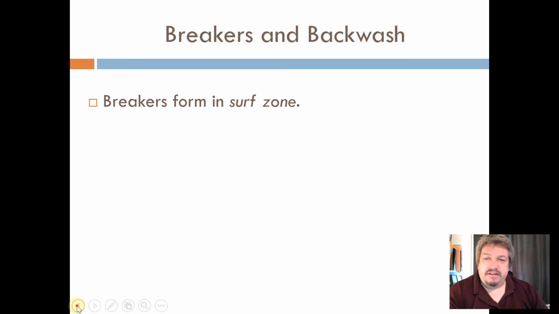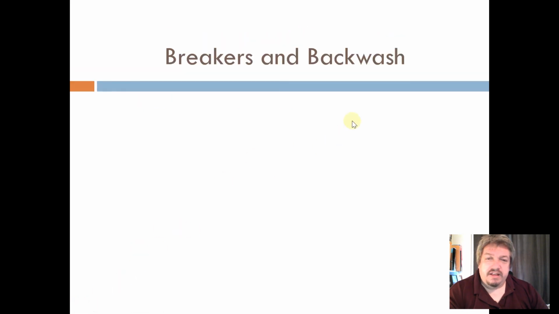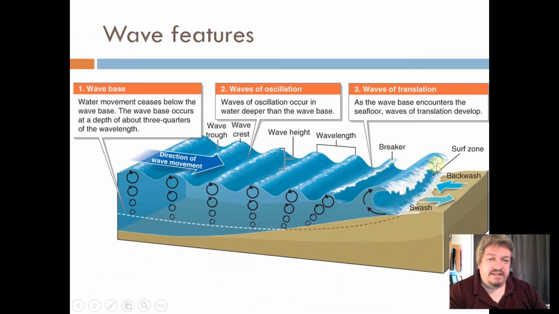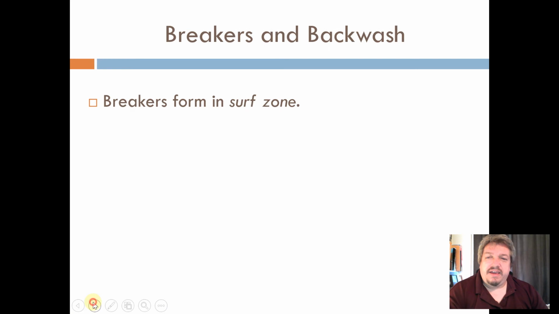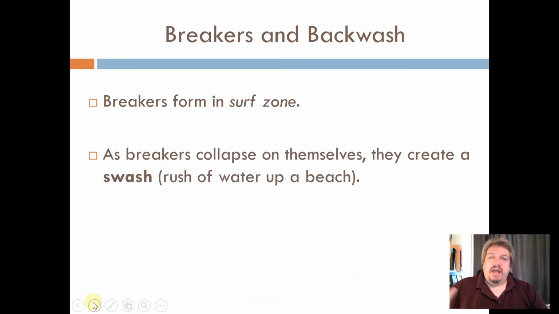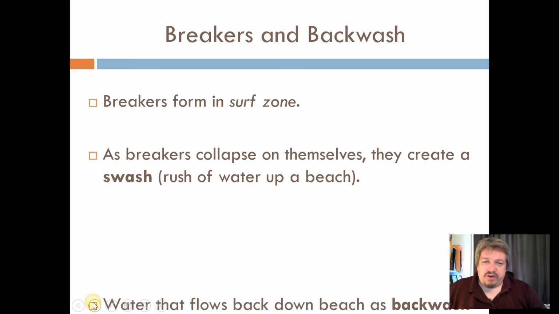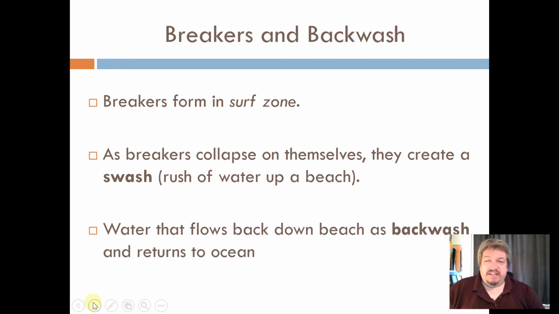The last part is the breakers. Let me go back to that. When the wave falls over and breaks, that big huge curve, that's called the breaker zone or the surf zone. That's the part that we like to run in back and forth and play. As the waves fall over and break, they come up the beach. That's the swash, the rush of water coming up the beach. And then they go back down, and that is the backwash. That is the fancy scientific name.